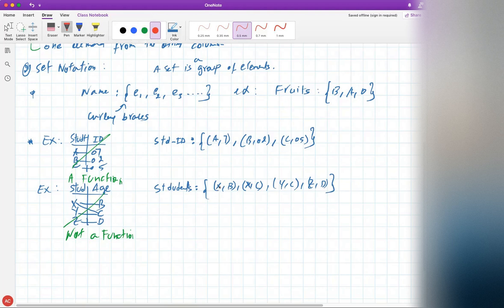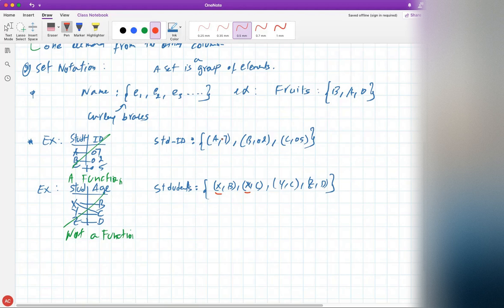X is repeated here, so we cannot give X two values. That's right. X cannot have two values. If it's going to be a function, it cannot have two values. It's still a relation, just a relation, but not a function. So functions are more strict. One for one. So you can tell from here, if this one is duplicated, then it's not a function.